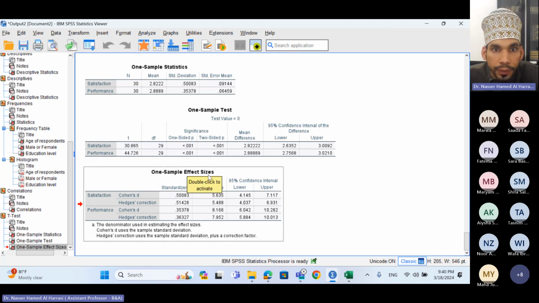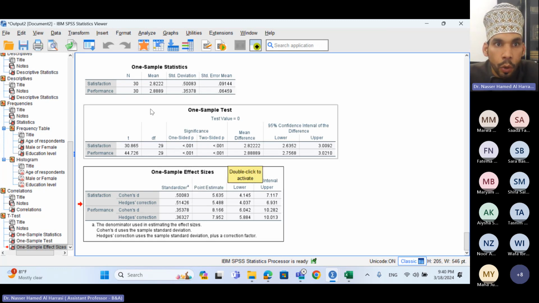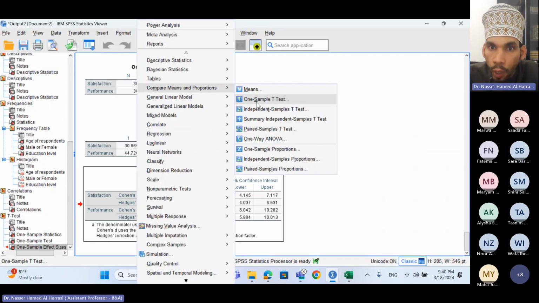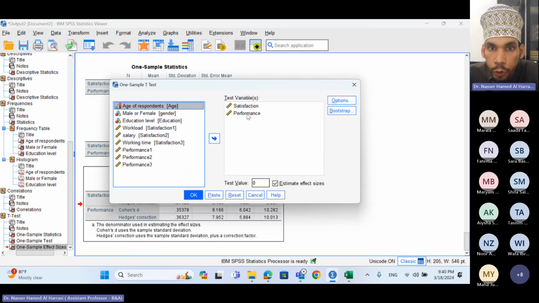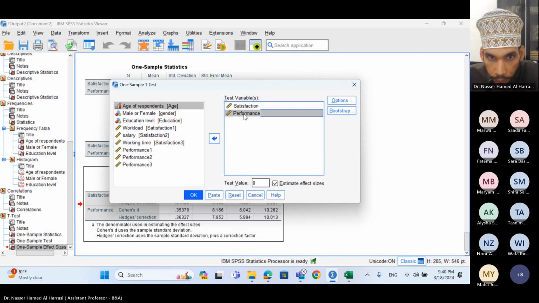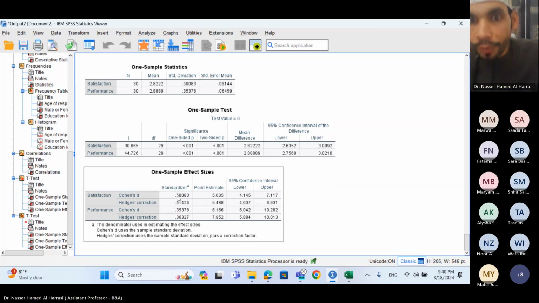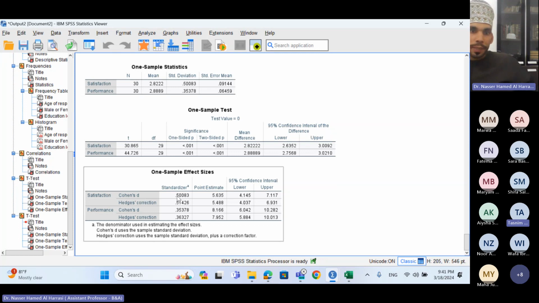One sample effect size, one sample test. We use analyze, compare means, one sample t-test. I will choose my variables. Here I choose satisfaction and performance. Then I click OK. The result will come to you. Some of you will get 0.5, some of you 0.4, some of you 0.7, some of you 0.9, and so on. You got it? So it totally depends on your respondents, what they are responding.